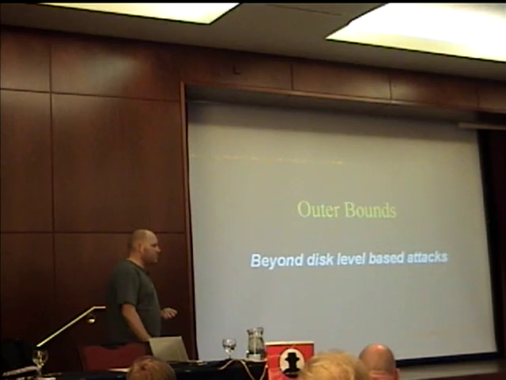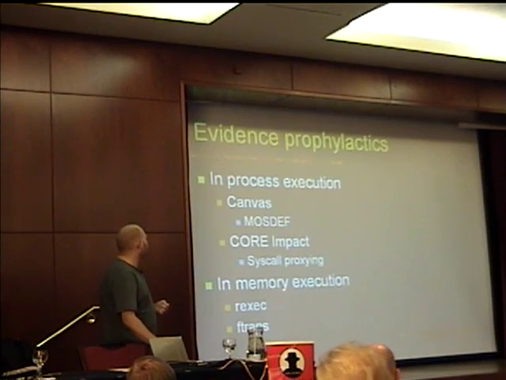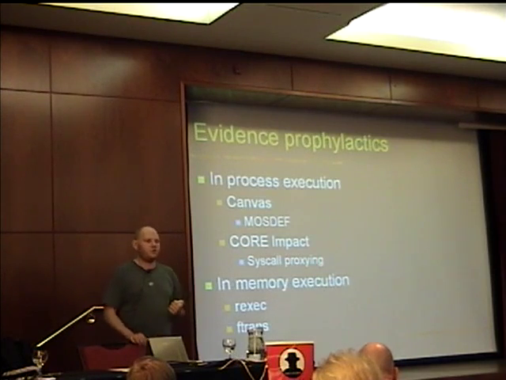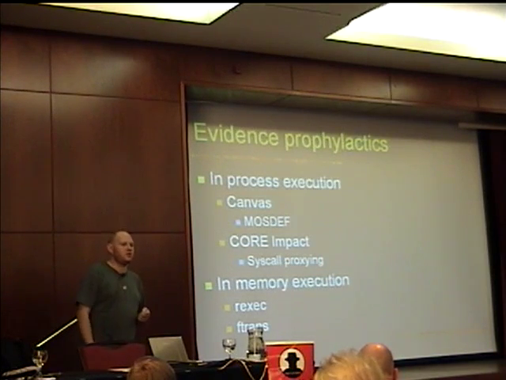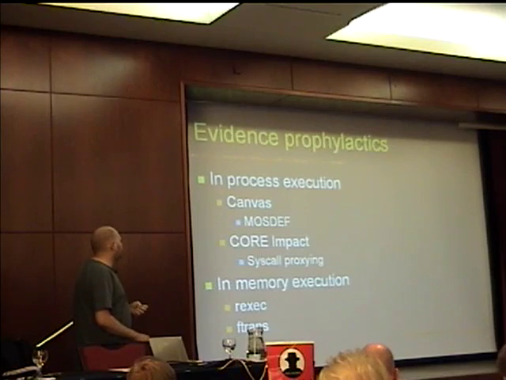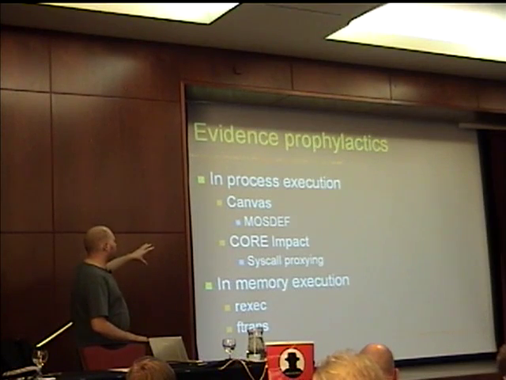All right, the outer bounds, beyond the disk level. We've looked briefly at the evidence prophylactics before. We're going to continue to look briefly at them because we're running short on time. But basically, the major ones are Cisco proxying and MOSDEF.